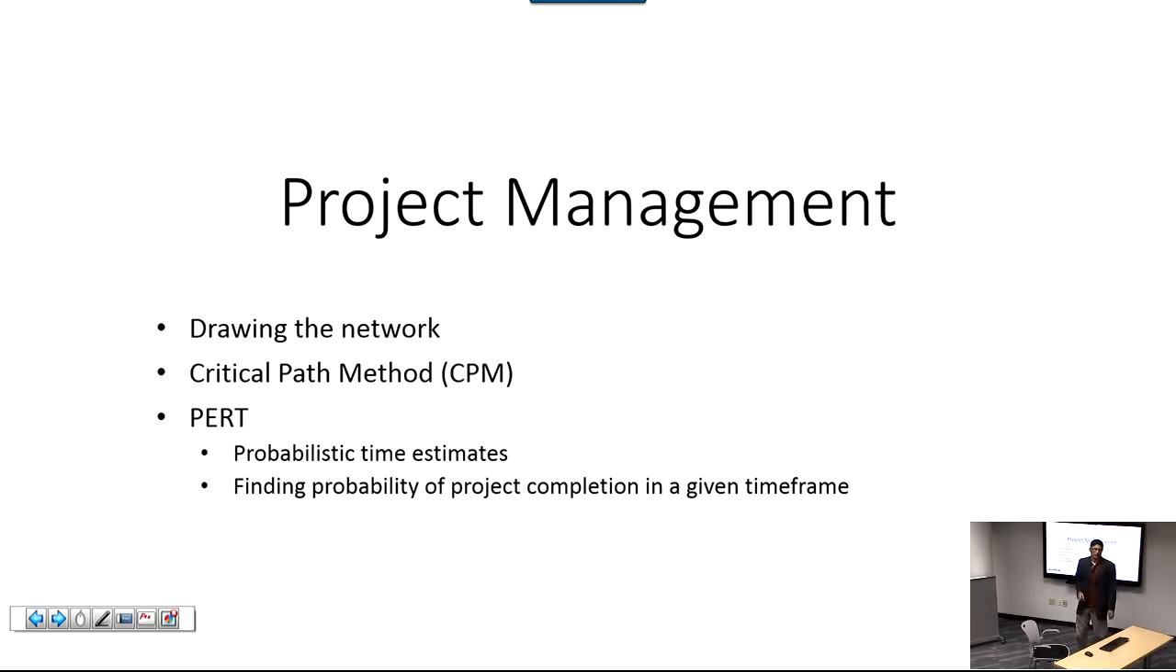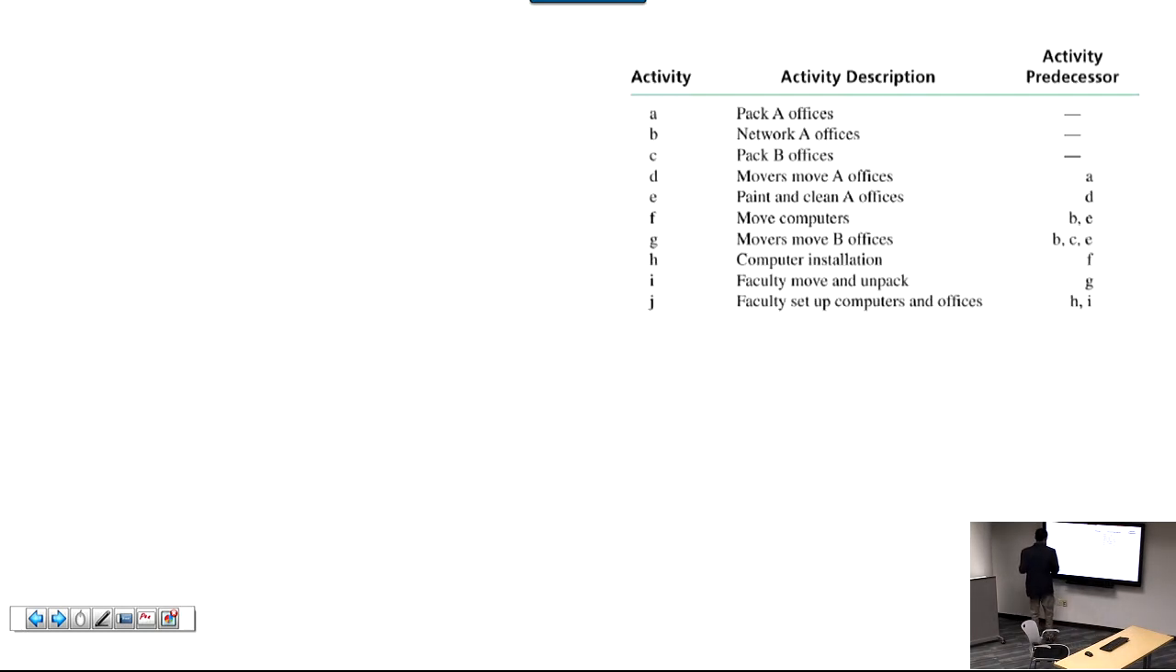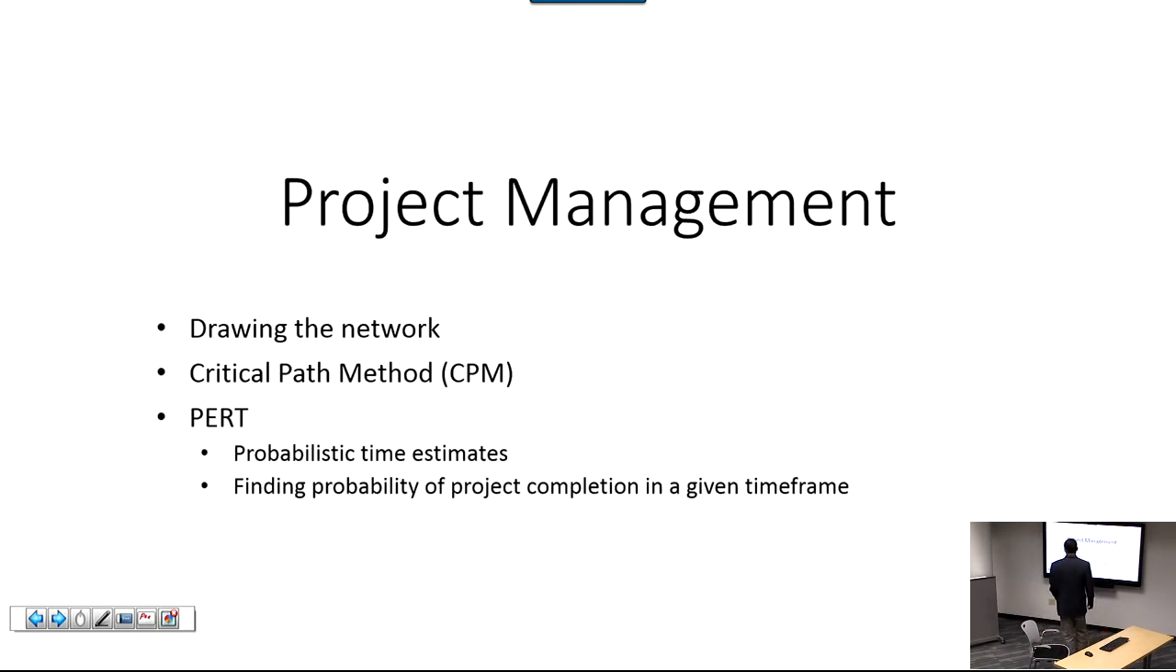Hello everyone. Let's go over a few topics related to project management. We'll consider one example that touches on three topics: drawing the network, the critical path method, and dealing with probabilistic time estimates. It will deal with all three, considering the same problem.